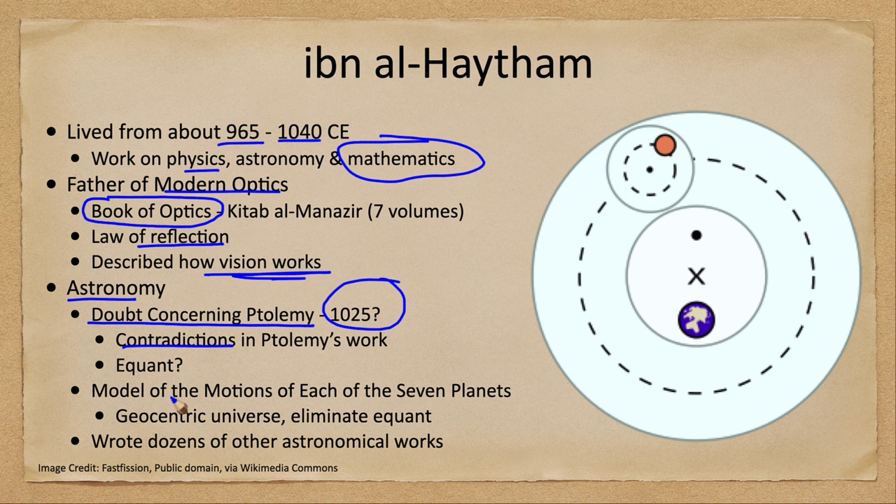So what he came up with was a model of the motions of each of the 7 planets, which was his work on the geocentric universe, eliminating the equant. So he was able to eliminate the equant, but yet keep the observations and predictions as accurate as Ptolemy's, if not better.